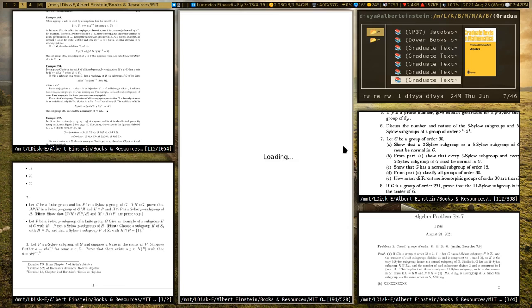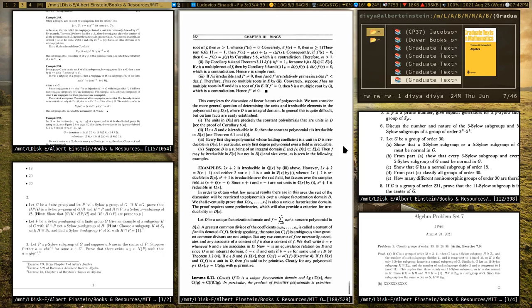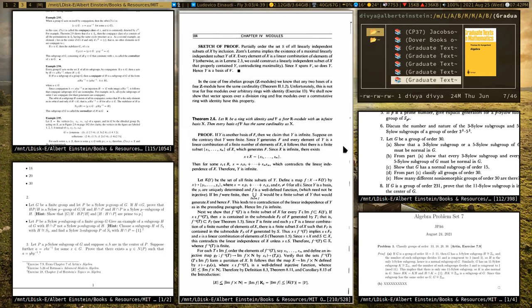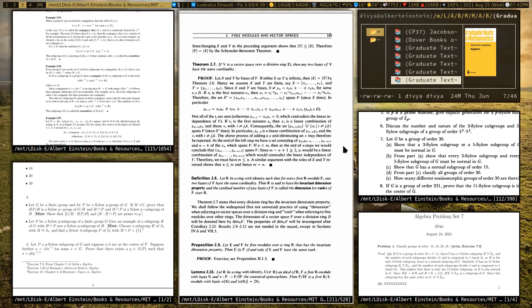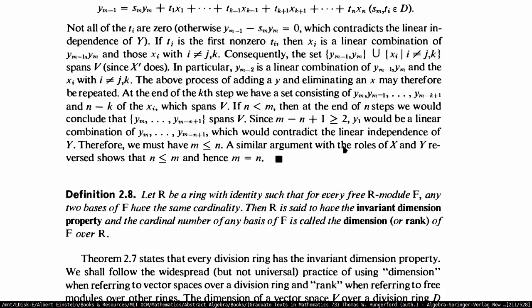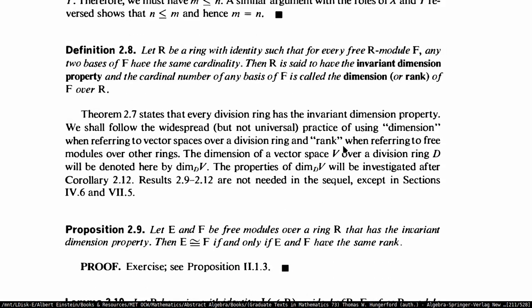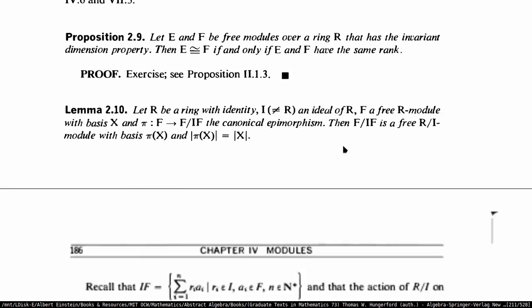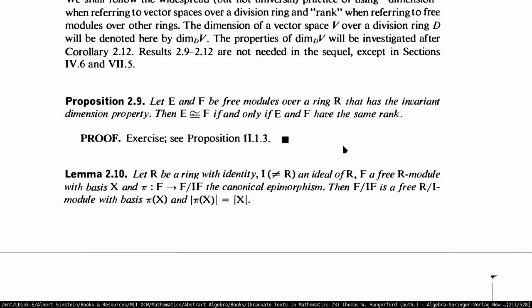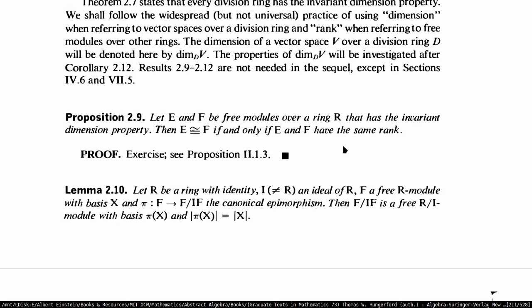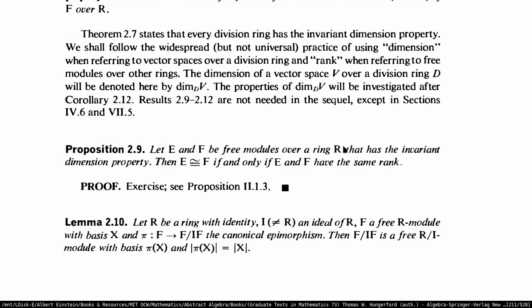Down near the bottom. 185. Dimension, invariant dimension, rank. Oh, okay, he's making his way there. Up just a little. There. Yeah. He's saying results 2.9 through 2.12 are not needed in the sequel except for those two sections.